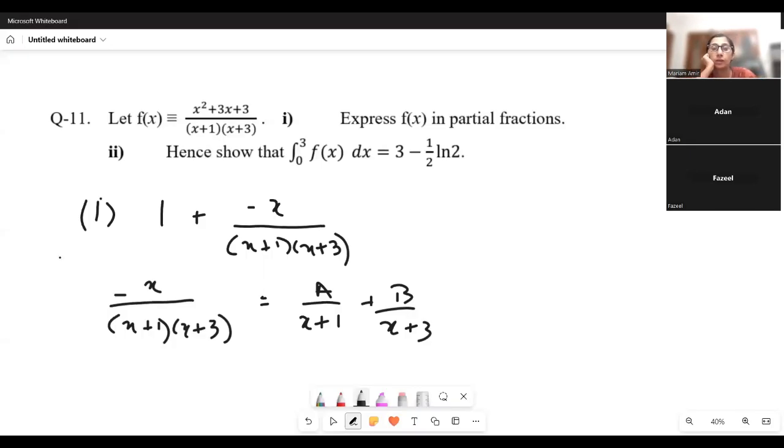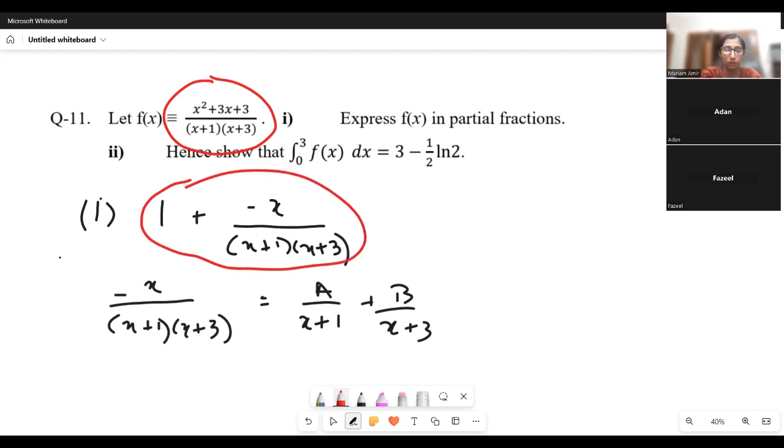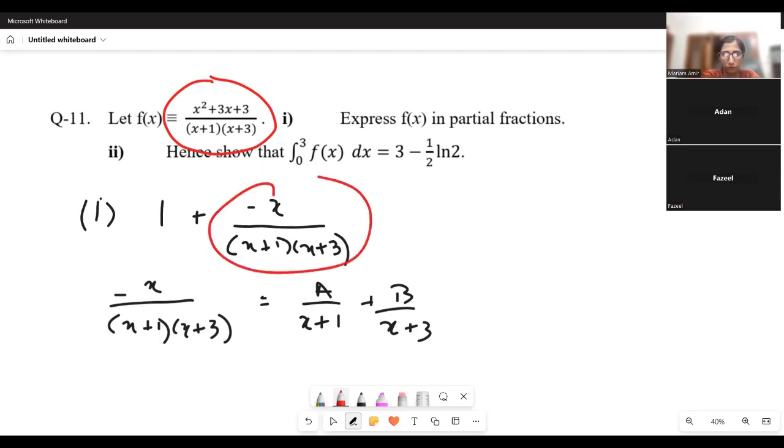Question 11 part 1, हम continue कर रहे हैं. This is where we left off in the last lesson. We did long division of this first because the degree of the numerator and degree of denominator were equal. So if that's the case, you have to first start with long division. After long division, we got this. So now we have to do partial fractions of this, and we're already on it.